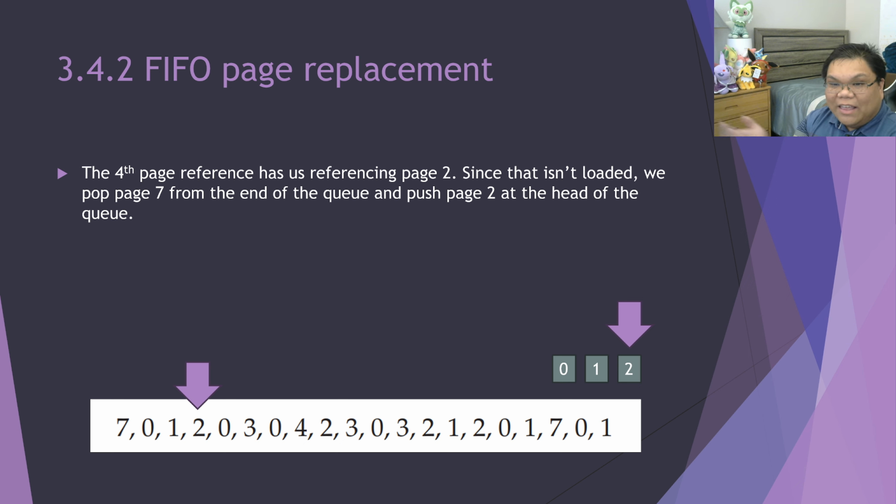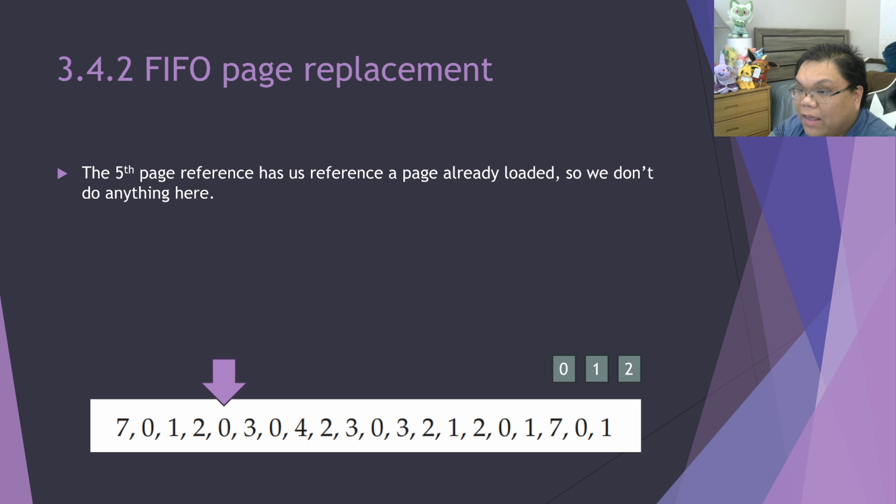So basically, it's first in, first out. It's a line, a queue, I should say. We unloaded page 7 because that was the first page to be loaded of the 3 pages that we had. Page 7 is unloaded, we load page 2. We look at the next page here, that is page 0. We already have that in memory, so we don't need to do anything here.